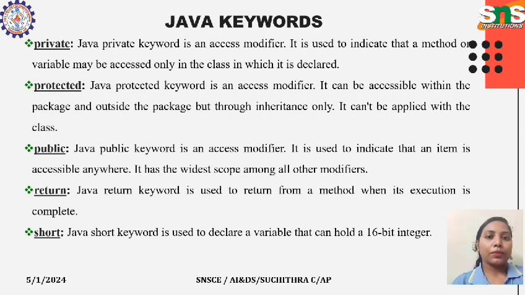Public. The Java public keyword is an access specifier. It is used to indicate that the item is accessible anywhere. It has the widest scope among all the other modifiers. Return. The return keyword is used to return from the method when its execution is completed. Short. The short keyword is used to declare a variable that can hold a 16-bit integer.